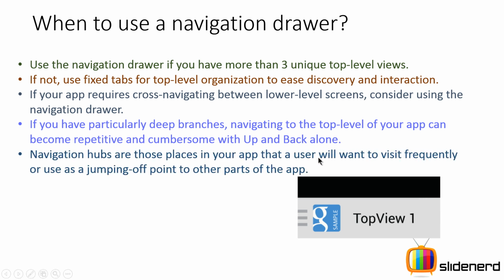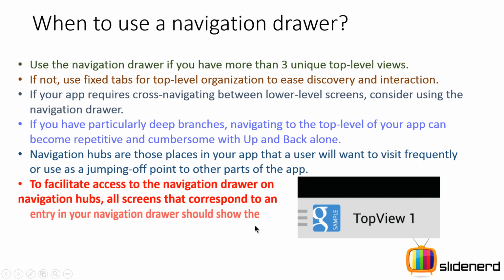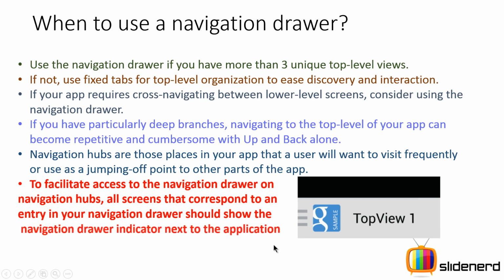So the most frequent places, or you can say the most frequent screens inside your app where the user is gonna go all the time, are called navigation hubs. So a navigation drawer solely exists for the purpose of displaying the most common navigation hubs out there.